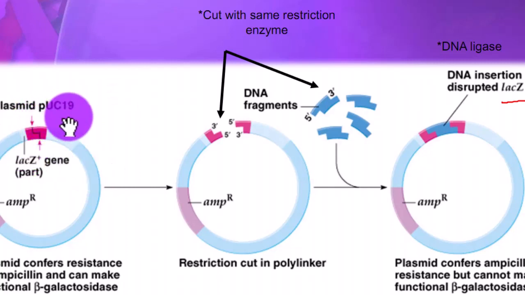Plasmid pUC19. The plasmid confers resistance to ampicillin and can make functional beta-galactosidase. Restriction enzymes cut in the polylinker, and a DNA fragment is inserted. The plasmid still confers ampicillin resistance but can't make functional beta-galactosidase. This is DNA ligase, DNA insertion in the disrupted lacZ gene.